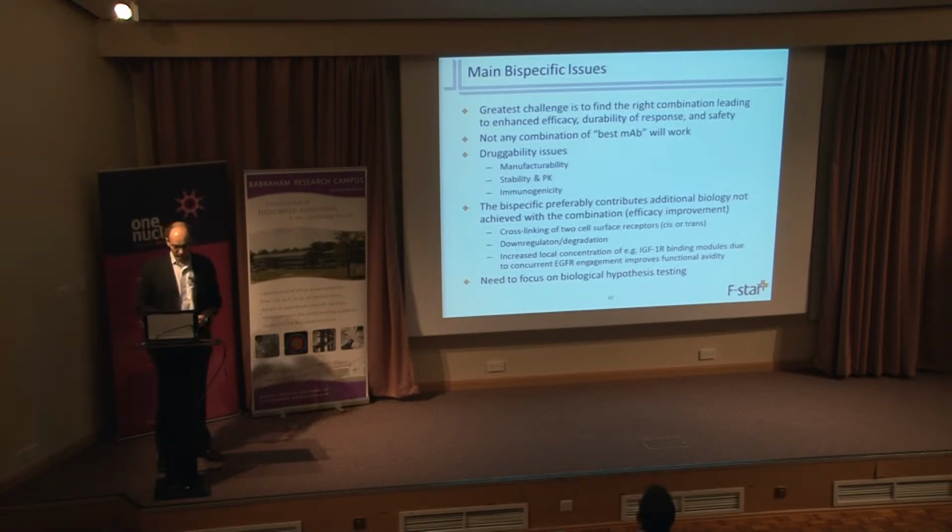The main goal, of course, is that you have additional biology that is not achieved necessarily by the combination, so the efficacy improvement or the synergy. This can be achieved in different ways. So cross-linking of receptors, you can have increased downregulation of your targets, you can have increased local concentrations of one antibody due to tissue targeting through the second antibody. So there's different ways, theoretically, you can have improvements or synergies obtained in a bispecific approach. But probably key, you need to have a biological hypothesis, and then you need to be able to test that.